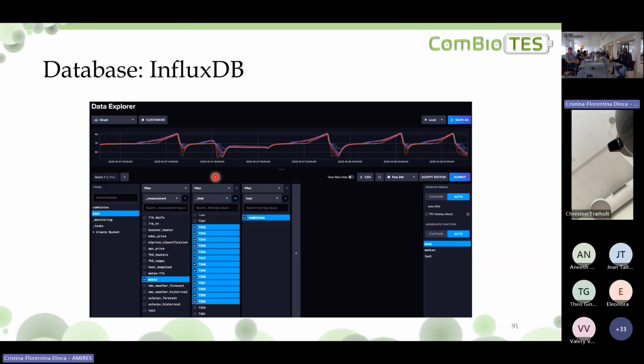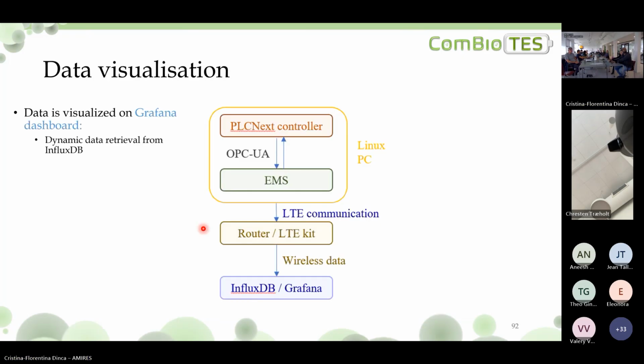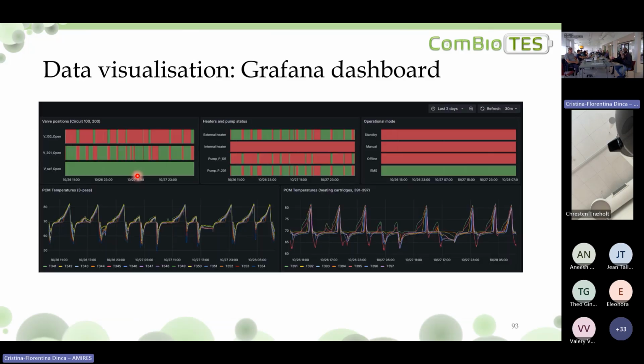So this shows the interface of the Influx database. We can basically access all the different data, the variables at different times. And then all this data is visualized on a Grafana dashboard.